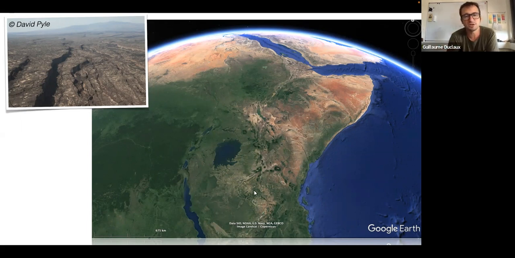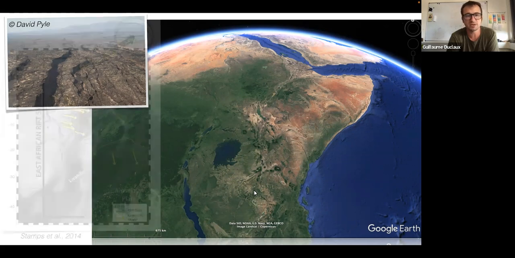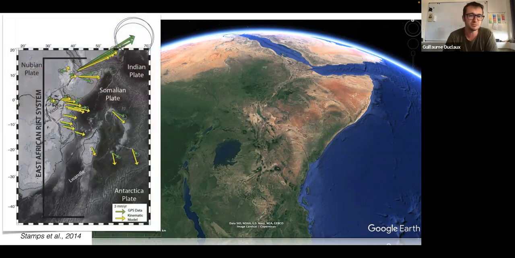If we look at the geodetic data for this rift system, you've got some maps here with GPS data and some kinematic models that were proposed by Stamps and co-authors in 2014. We see that the rift's main direction is slightly oblique to the plate boundary, right?